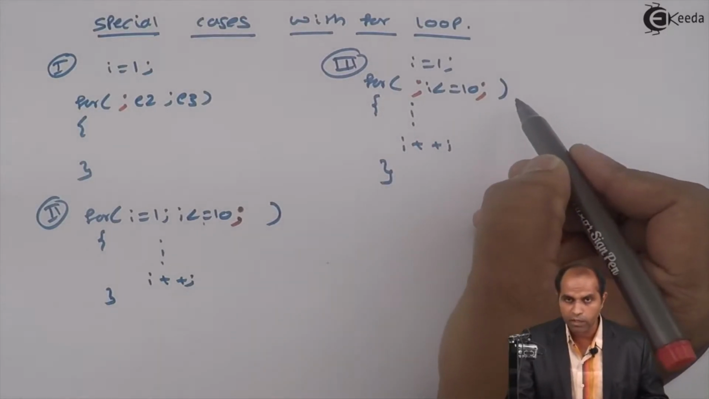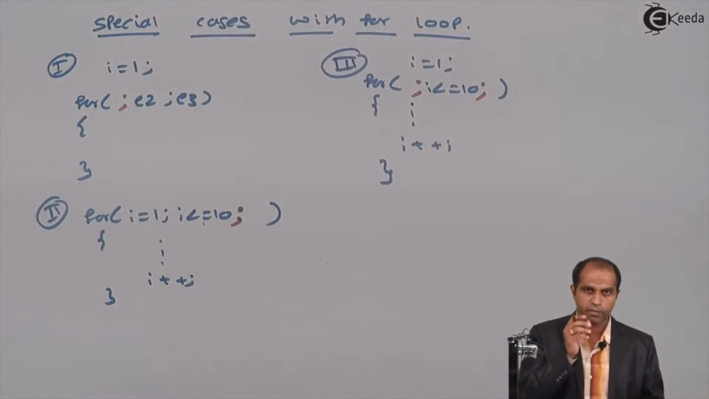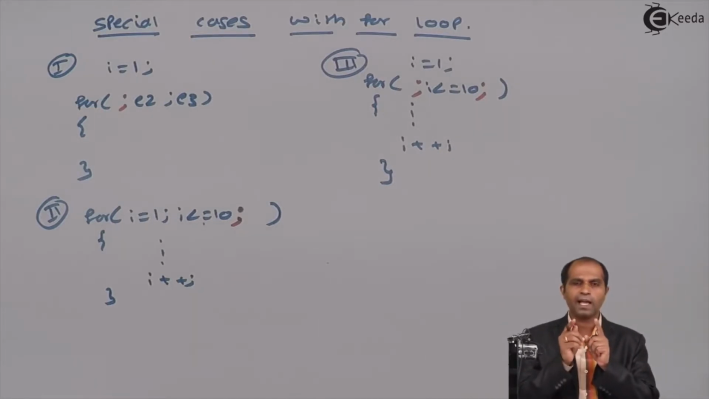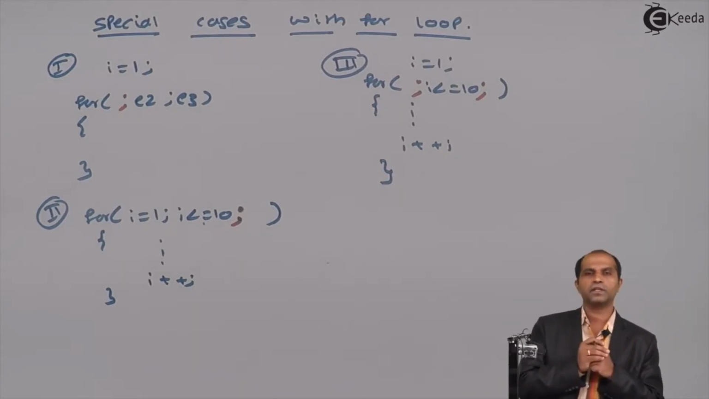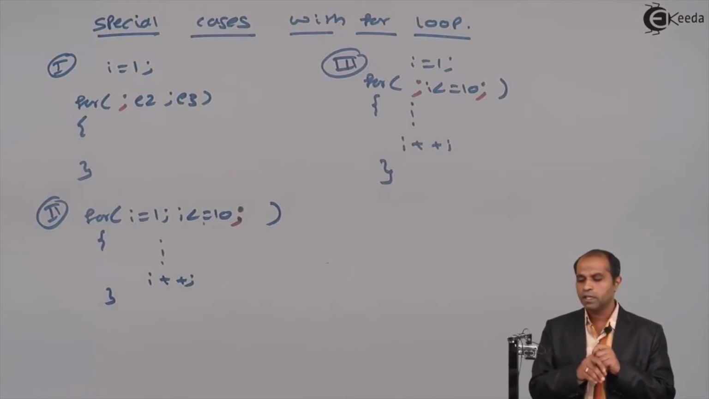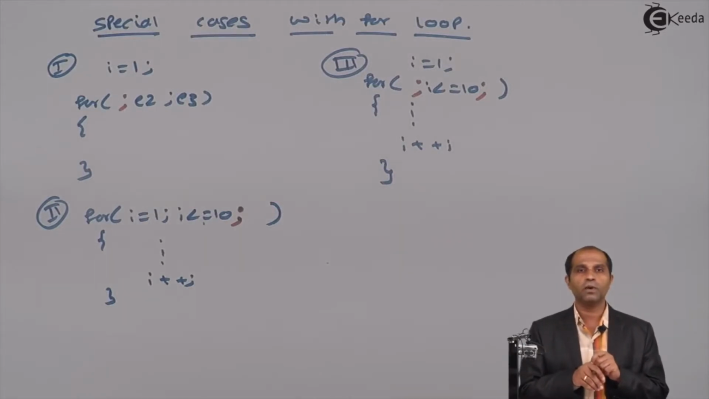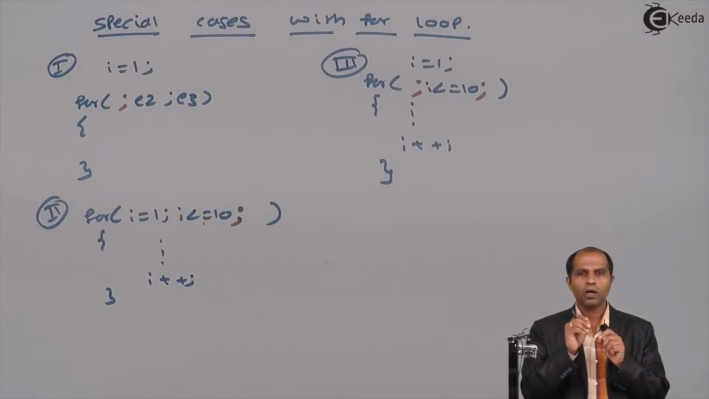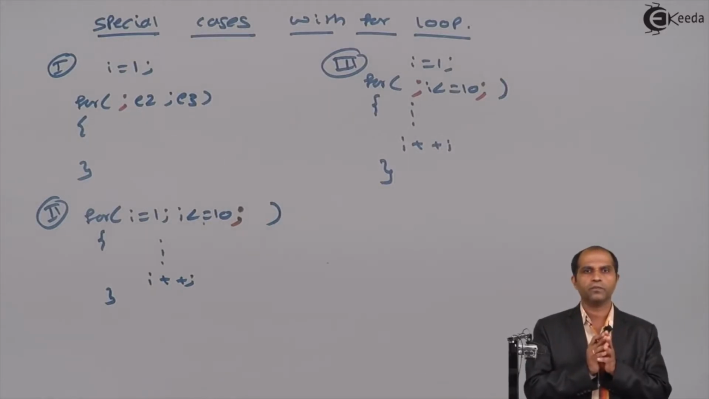Not a semicolon after the round brackets. It will have some different meaning. We'll explain this at a later stage. So a semicolon has to be there before and after the condition, which means that this particular for loop is now working similar to a while loop.